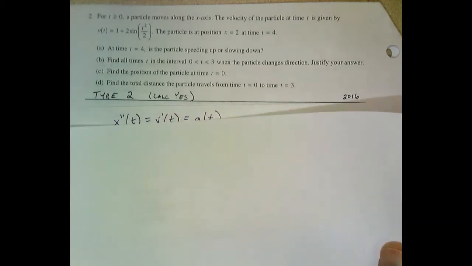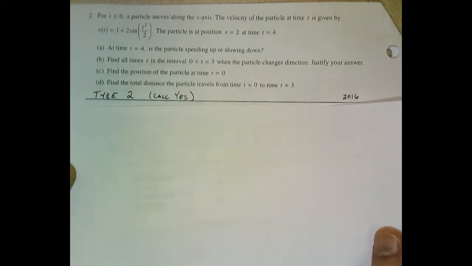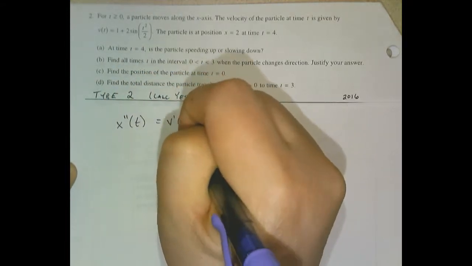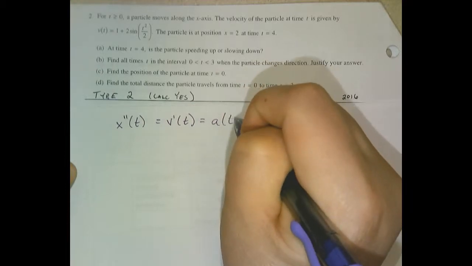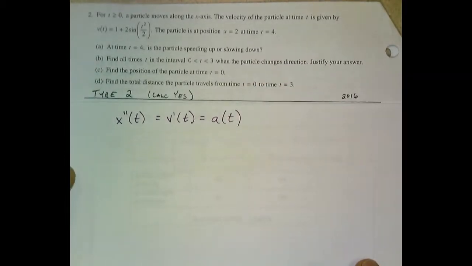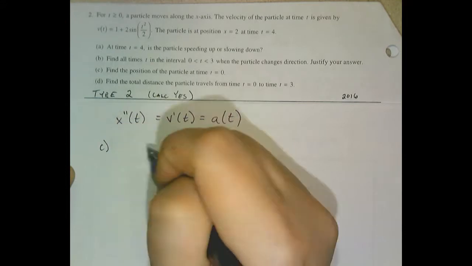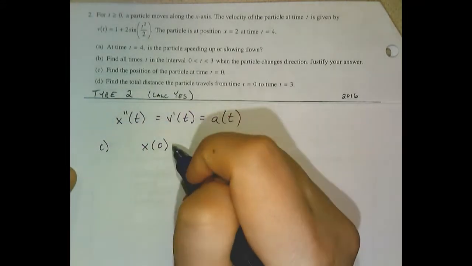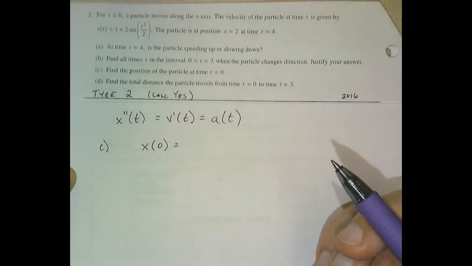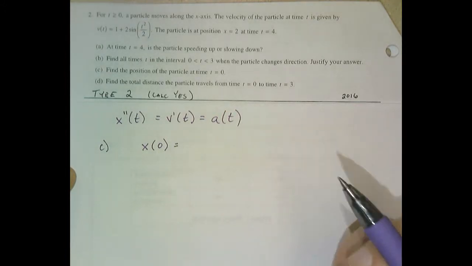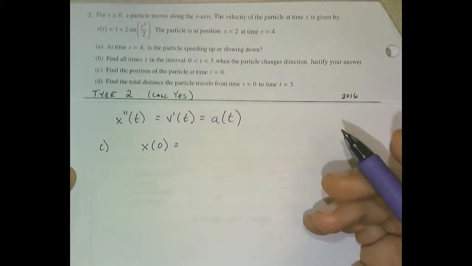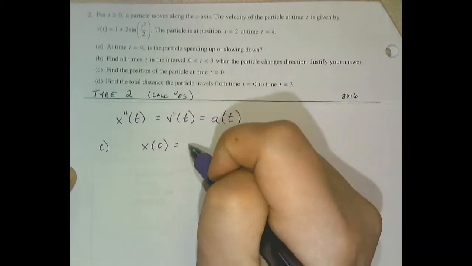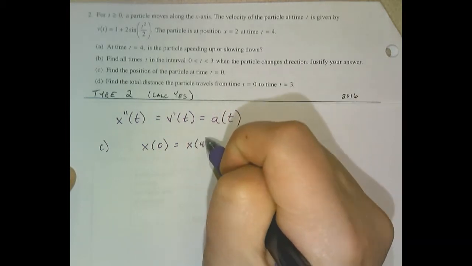Find the position at time 0. So again, I'm going to just put this down there because this is the overarching theme of this problem. They're asking us in part C to find the position at 0. The position at 0, we have to look at where it started and what it accumulated heading towards 0. So the only time they give us information is at time 4. So we know the position at time 4.